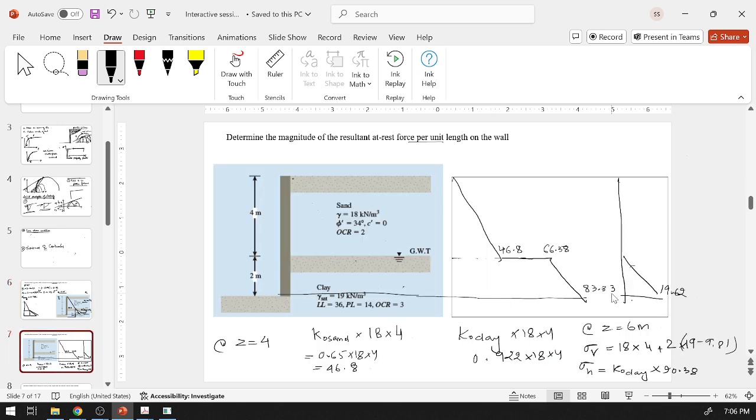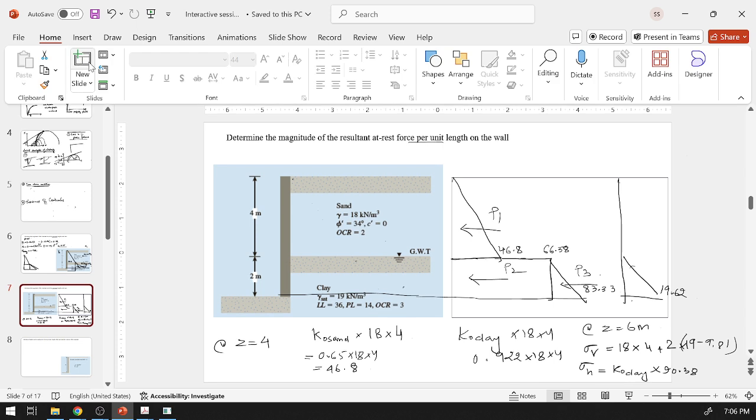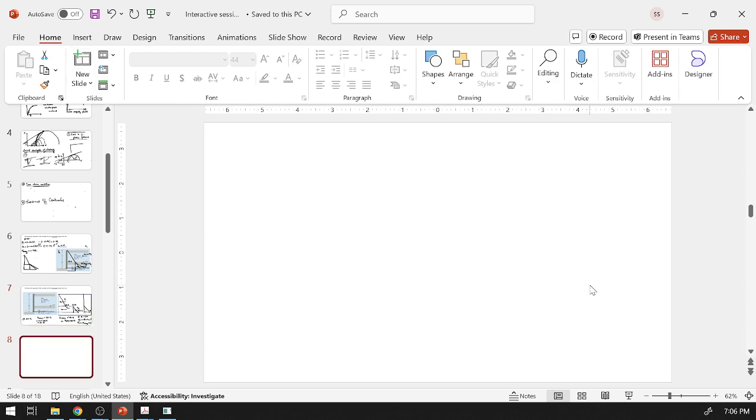So what will be the resultant now? This is the diagram. To calculate the resultant, we will divide this into smaller shapes. Maybe I should have done this. Okay, so this will be P1, P2, P3. Okay, let me draw this again.